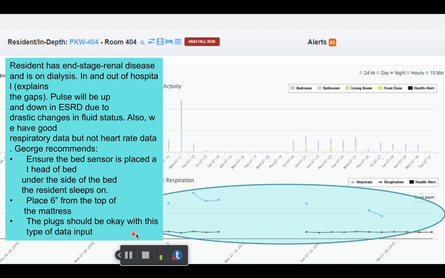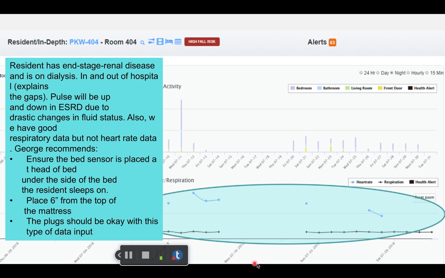So here's an example of a graph. This is actually, up above is activity in the room, bedroom, bathroom, living room, etc. And down below is heart rate in blue, and respiratory rate is this darker color down below.